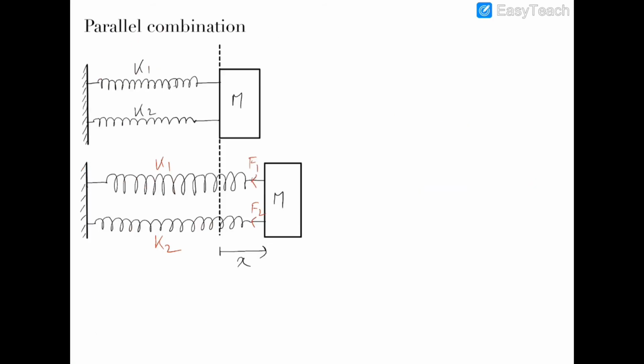Now in parallel combination, you can see the springs are connected like that. So in this parallel combination, if we stretch the block, then the two forces are different in the springs, but the extension developed in both the springs is the same. So we can say that the net restoring force is equal to F1 plus F2, and hence F net is K equivalent into X, that is equal to K1 X1 plus K2 X2. In fact, K1 X plus K2 X.